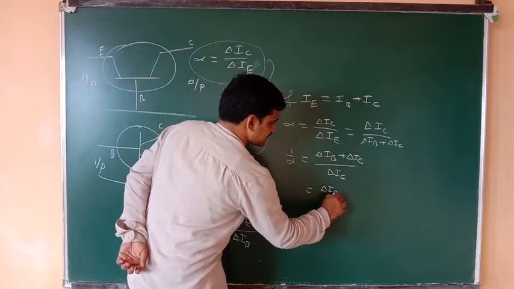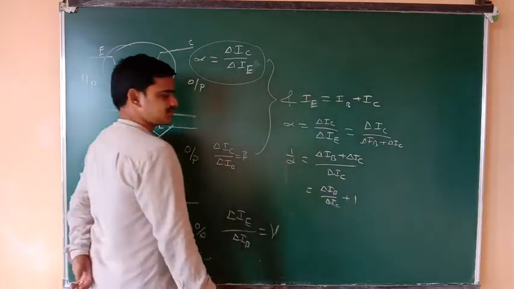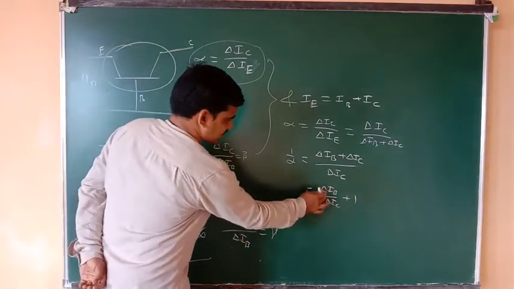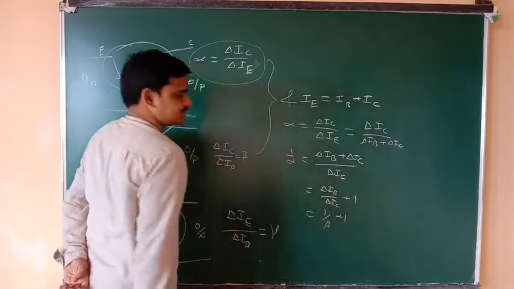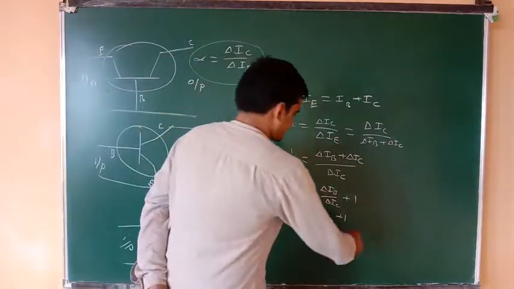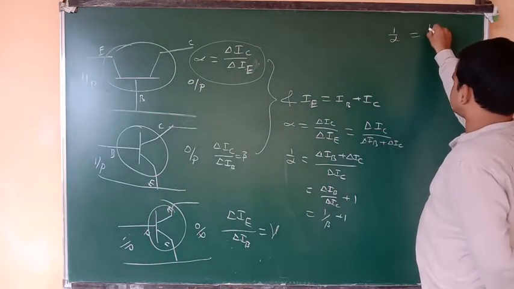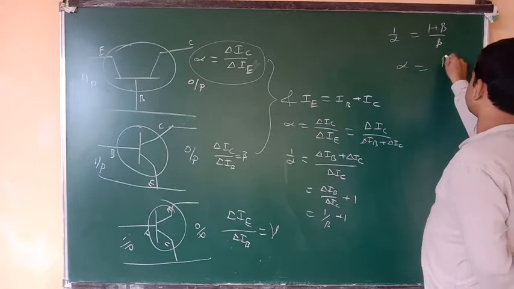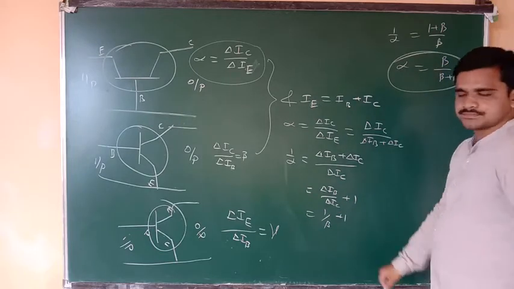delta IB by delta IC plus 1. Correct? So what can I write here? Delta IC by delta IB, I can write this as 1 by beta plus 1. Therefore I can get some relation here: 1 by alpha is equal to 1 plus beta by beta. Therefore alpha can be written as beta by beta plus 1. This is a relation which we will get here.